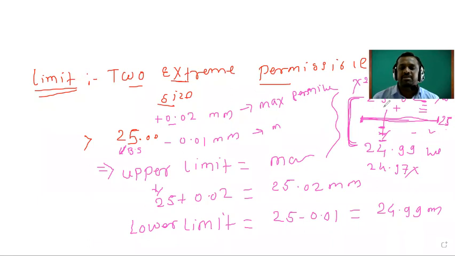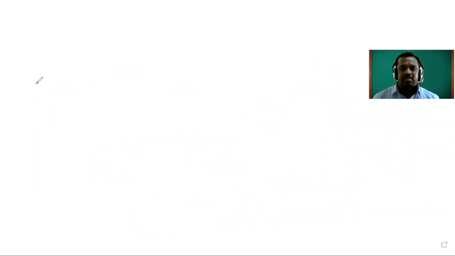What are the permissible sizes? This is the maximum permissible size. It is the minimum permissible size. It is also called the upper limit and the lower limit. How can we write the definition for upper limit and lower limit?